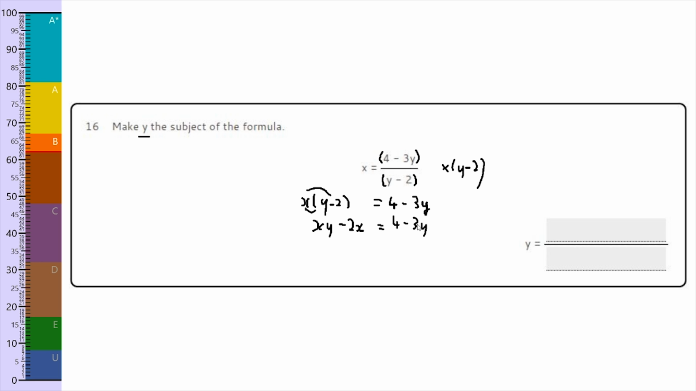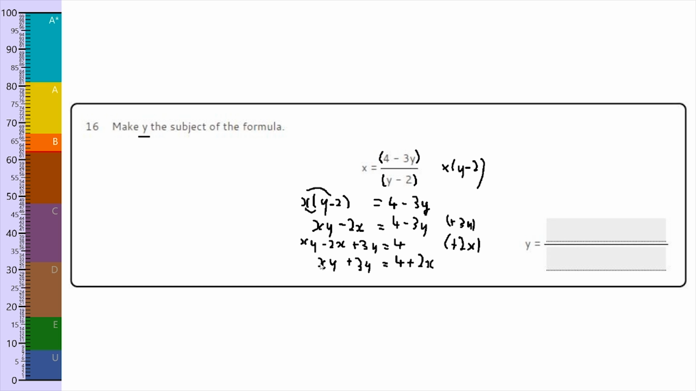Now I want to collect all the y's, because I want y equal. I want to collect all the y's on the same side. So I can add 3y to both sides. Okay, so it would be xy minus 2x plus 3y equals 4. And now I'm going to add this 2x to both sides, because I don't want the x on the left hand side. I'm going to just have y's. So it would be xy plus 3y equals 4 plus 2x.